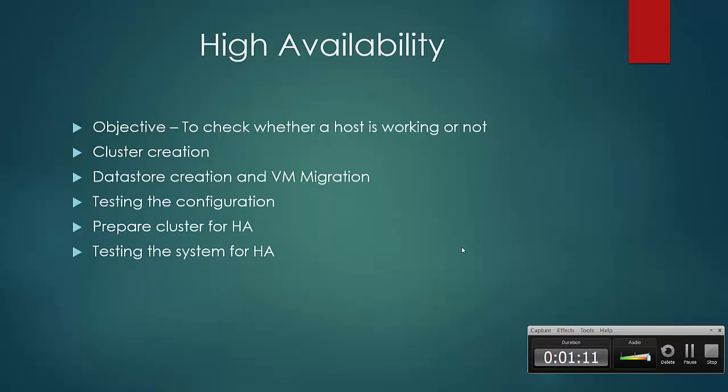Now, to check whether a host is working, we have the heartbeat mechanism. First one is the network heartbeat mechanism. In that, each slave will send a heartbeat to its master and the master sends a heartbeat to its slave. If a slave is not receiving any heartbeat from the master, it will be determined that the host has failed. The next mechanism is the data store heartbeating, which enables a master to more accurately determine the state of a host that is not reachable via the management network. We have used the data store heartbeating mechanism in our demonstration.